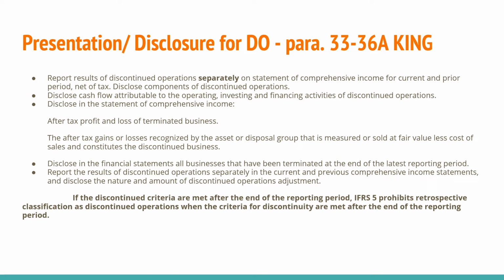I will talk about the presentation and disclosure for discontinued operations. Paragraph 33: an entity shall disclose a single amount in the statement of comprehensive income comprising the total of the post-tax profit or loss of discontinued operations and the post-tax gain or loss recognized on the measurement to fair value less cost to sell or on the disposal of the assets or disposal groups constituting the discontinued operations. B.